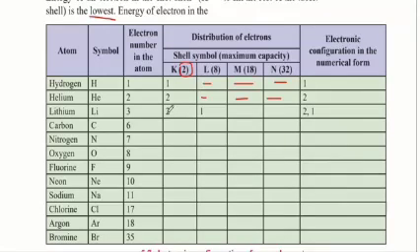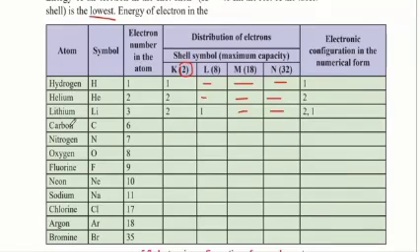Therefore, the first 2 has to be put in the K shell and then 1 is remaining and that 1 will go in the L shell. So, the configuration would be 2, 1 because 2 electrons in the K shell and 1 electron in the L shell. The M shell and the N shell would be empty.